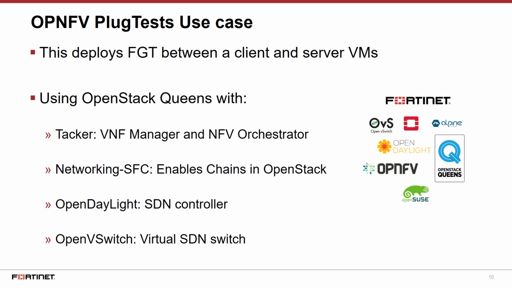We had the opportunity to test this in the OpenFV plug test event, and for this we used a simple configuration of a client accessing a server and going through a FortiGate. We ran OpenStack Queens with Tacker, networking SFC, OpenDaylight, and OpenVSwitch. Tacker is the top level component, it's the orchestrator and a BNF manager. Networking SFC is the component in charge of creating chains, and OpenDaylight is the controller that together with OpenVSwitch configures the network to implement these chains. OpenVSwitch is, as you might guess, a software switch running on the compute nodes.